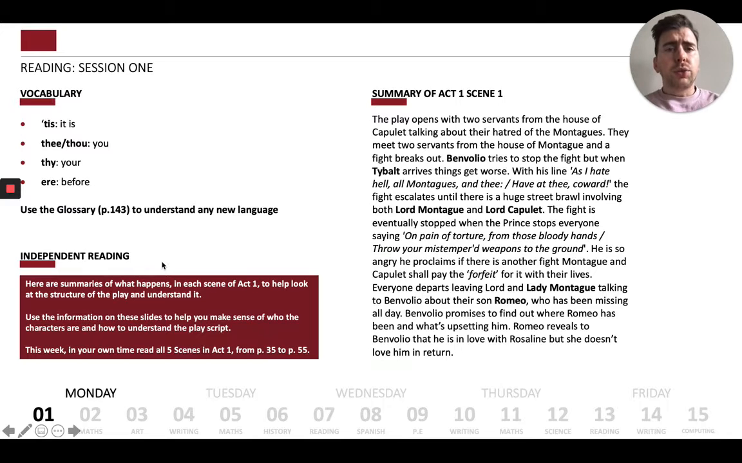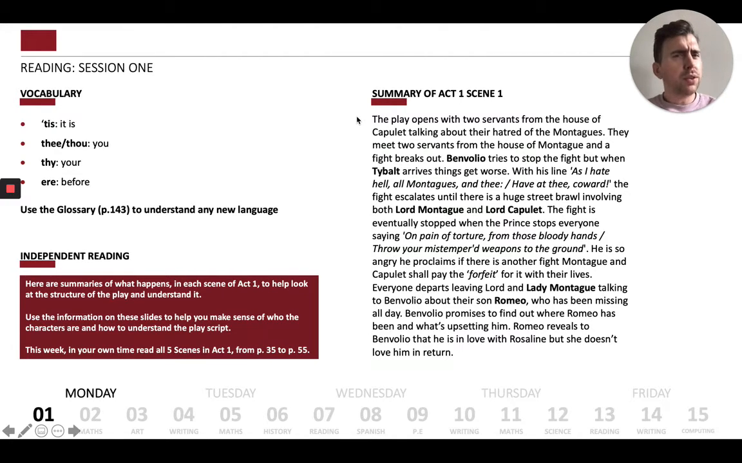Now, I'm just going to read to you a bigger summary of Act 1, Scene 1, and then I'm going to read it. So the play opens with 2 servants from the house of Capulet talking about their hatred of the Montagues. And they meet 2 servants from the house of Montague, and a fight breaks out. Benvolio, Romeo's cousin, tries to stop the fight, but when Tybalt arrives, things get worse.